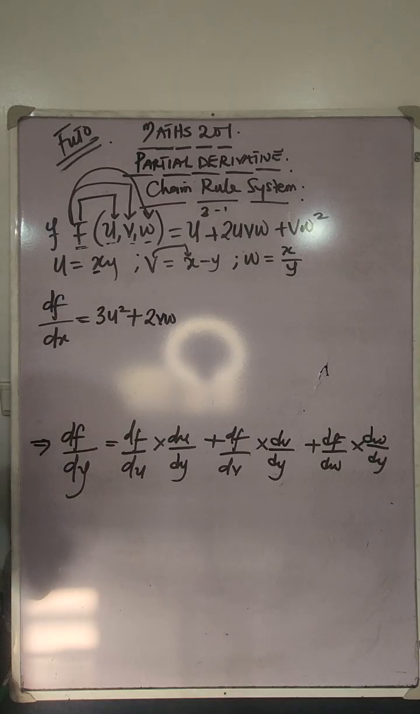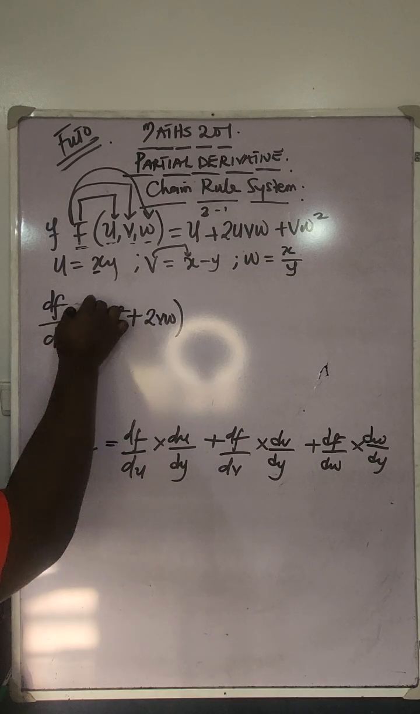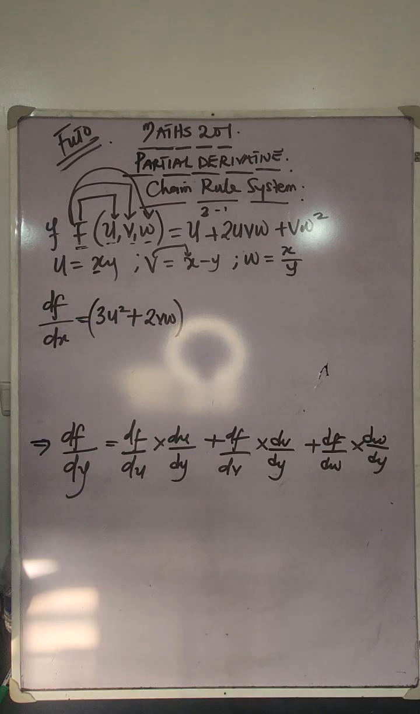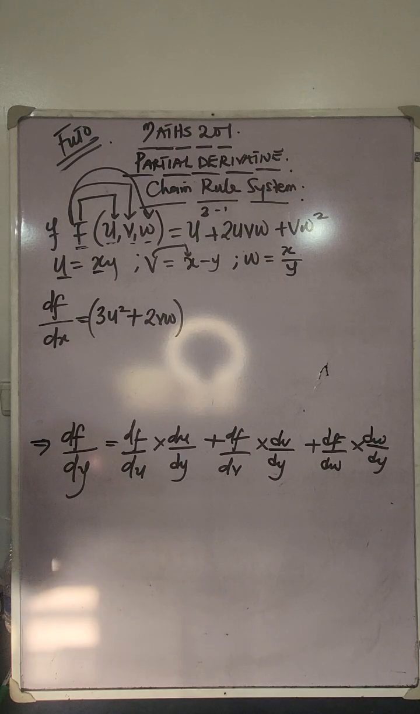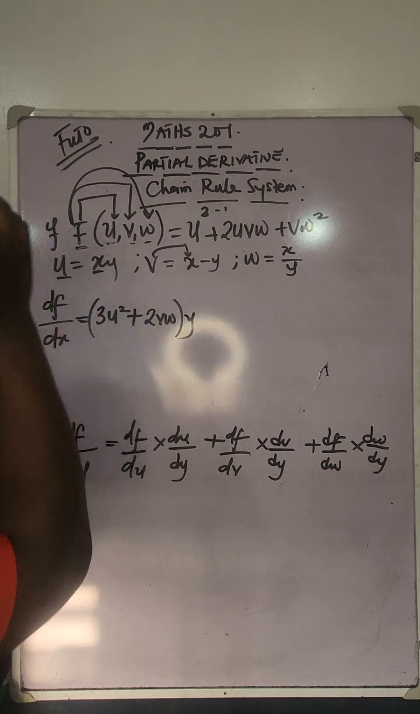2vw. So we said df/du multiplied by du/dx, because we are differentiating with respect to x. So what is du/dx? We all know that is simply just y. So we write that here.